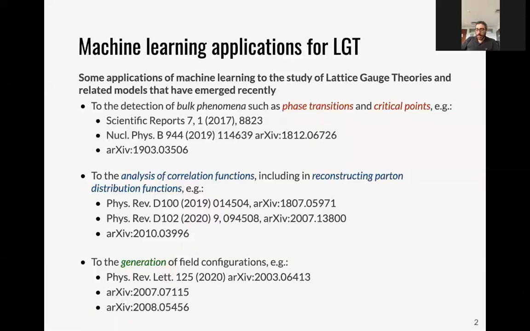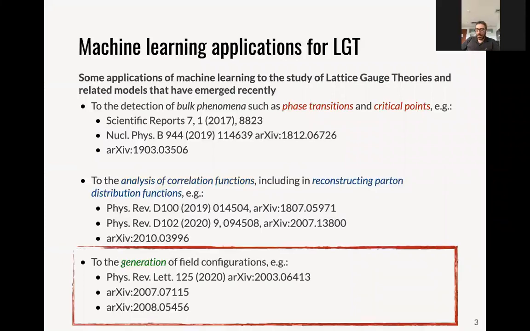And the last one is the one that I want to talk about today: what the main concept is and how this works, getting a bit into the technical details. By the way, if you want to ask any questions as we go along, please feel free to do so. As I said, in this lecture, I will talk about some methods for using machine learning for the generation of field configurations.